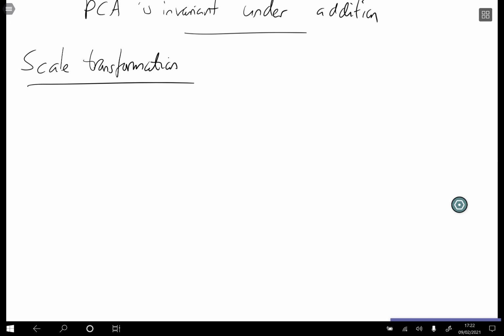So if instead of analysing the x's, we instead analyse zi, which is d times xi, where d is a diagonal matrix. So this is multiplying each variable by some constant. Does that change anything? Well, yes, it's going to.